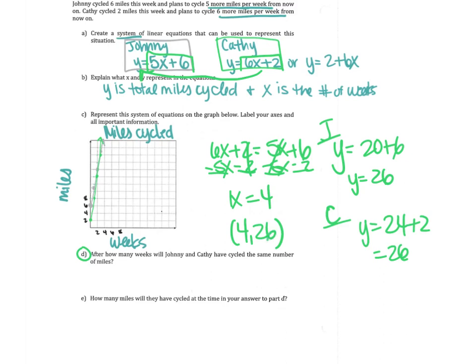So you want to think what this means. If I'm talking my x value, I'm talking weeks. My y value, I'm talking miles. So after how many weeks will they have cycled the same number of miles? Well, we said 4 weeks from our solution. And part E, how many miles will they have cycled this time, would be 26 miles.